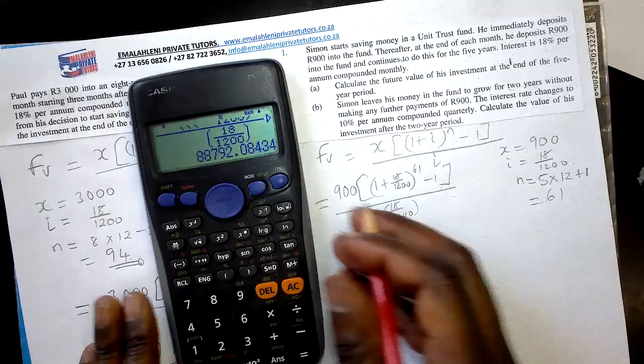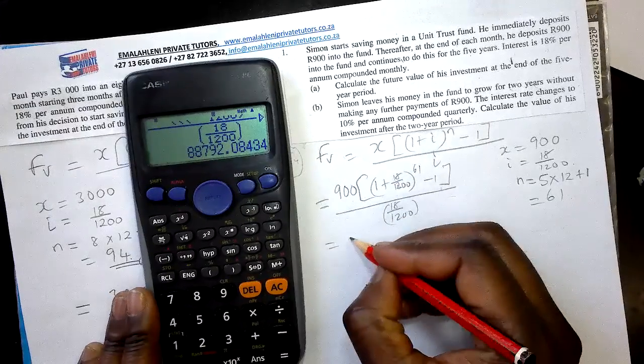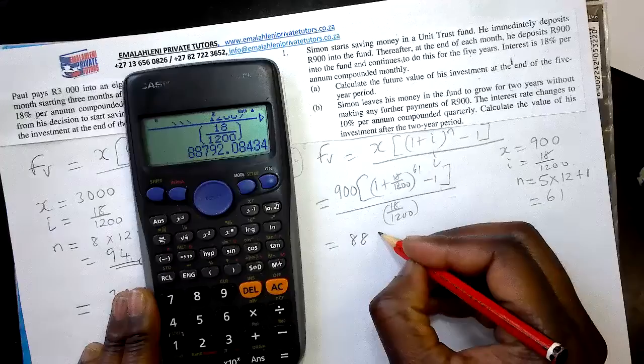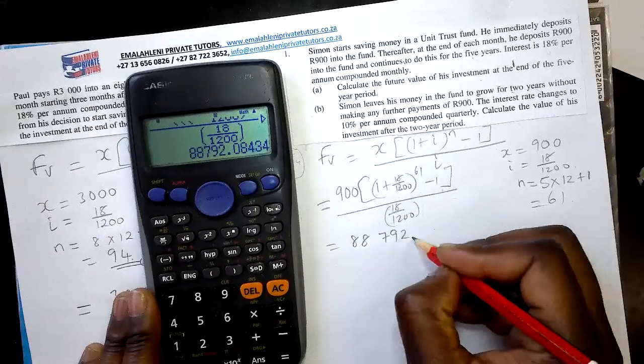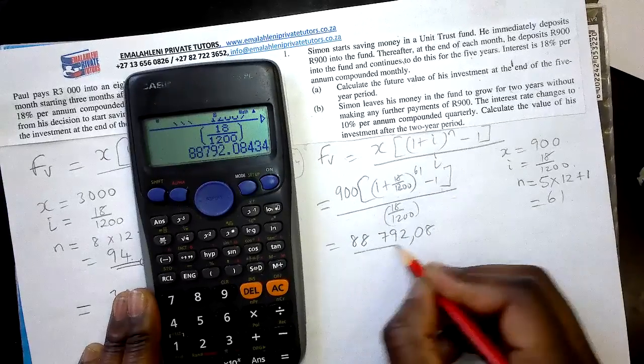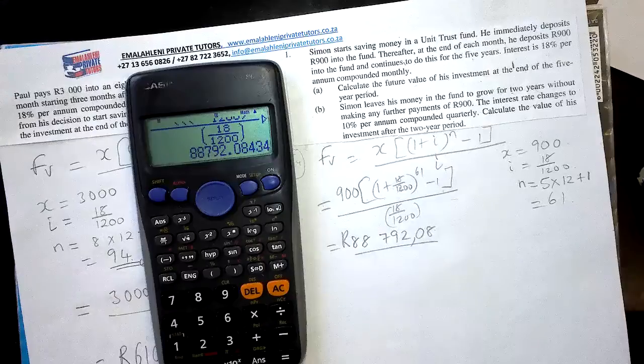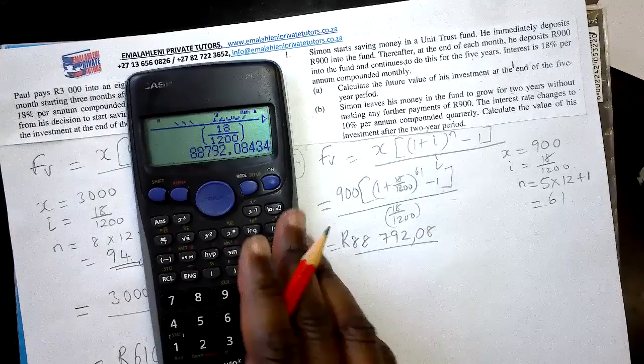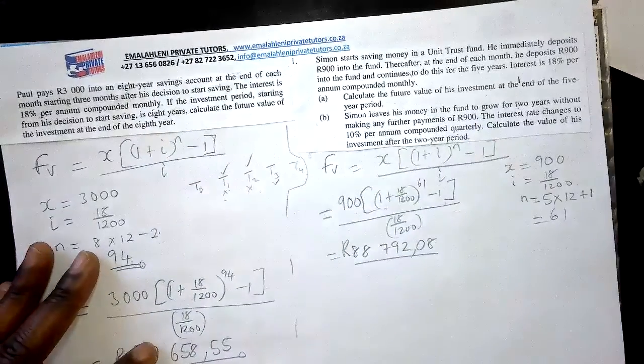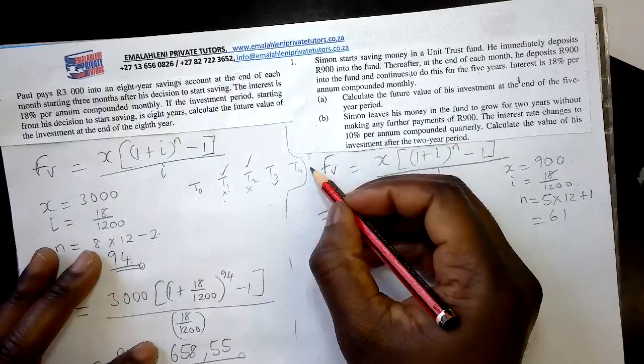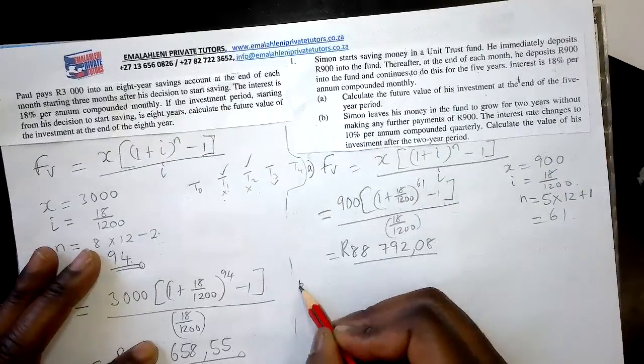Then what do we get now? We get 88,792.08. What is it? It's not pounds, it's not any other currency, it's rands. So you must indicate that. Now, so that's your A. Then let's move on to B.